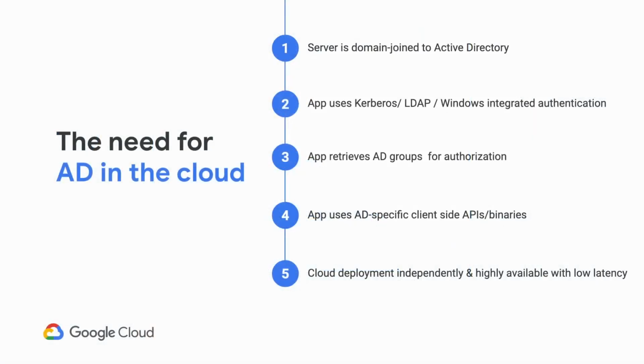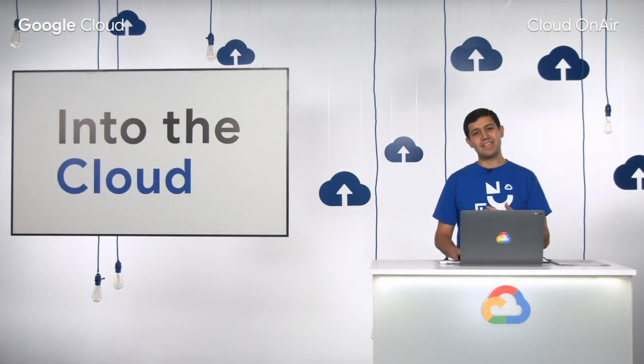And so the need for this comes from if you have a server that is domain joined to Active Directory, if your application uses Kerberos, LDAP, or Windows integrated authentication, or you might have an app that is reaching out to Active Directory to retrieve the group's information to make its local authorization decisions. You might have an app that's written to .NET, System.DirectoryServices, or one of the other AD client-side APIs or libraries. And one of the interesting architecture choices is if you want to run your cloud deployment independently and highly available in the cloud with low latency, so that your VM-specific operations for your infrastructure that is running in the cloud are getting service completely from the cloud itself.